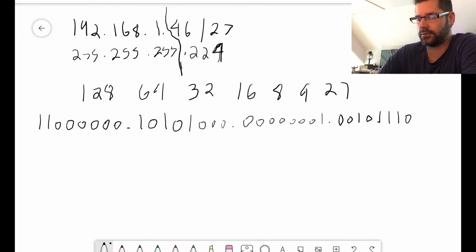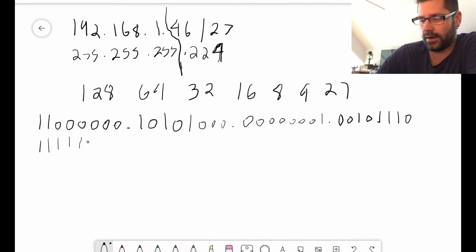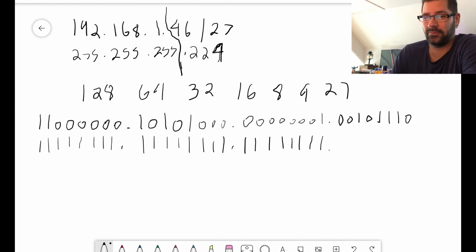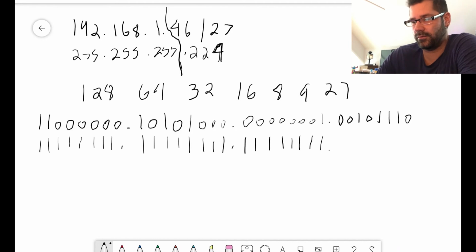All 255s are going to be all 1s. So we have 1, 2, 3, 4, 5, 6, 7, 8, and again 1 through 8, and again 1 through 8. And 224. And we know that from what we did before to find the increment. We know 224 is 3 additional bits. So 128, 64, and 32. So 1, 2, 3, and then the rest are off.